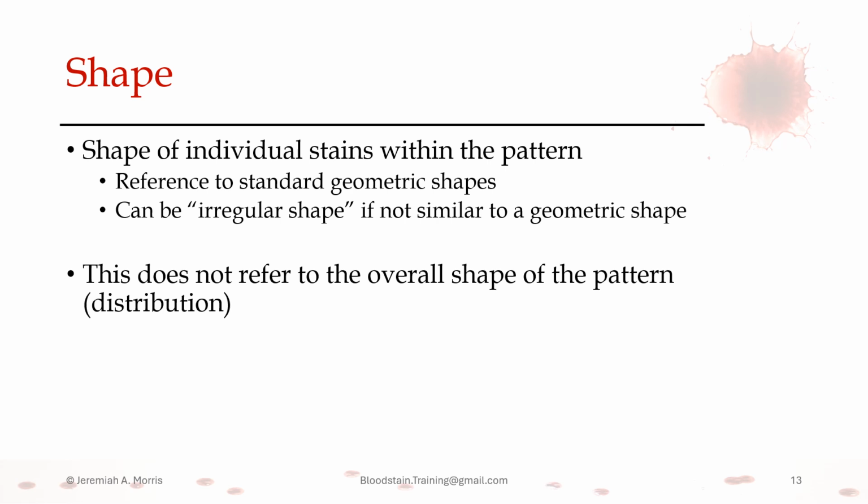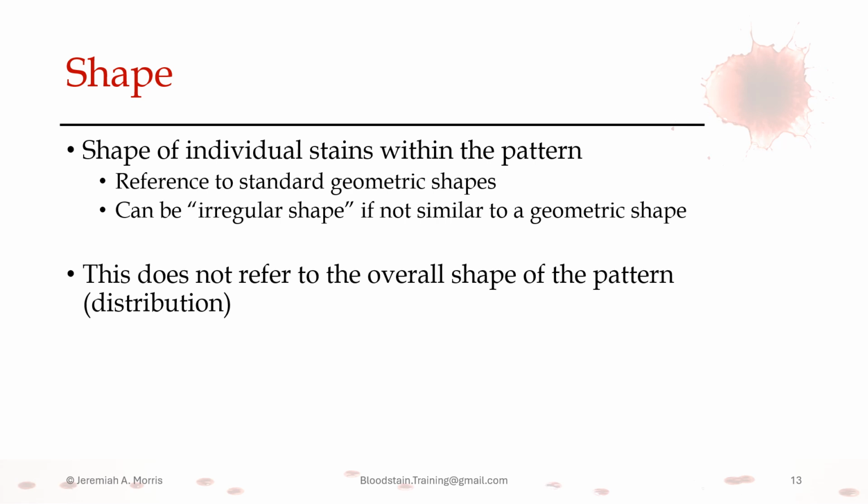So we've dealt with location, we've dealt with size, now we're going to deal with the shape. And again, this is the shape of the individual stains within that pattern. There's two different ways of describing the shapes. You can have a reference to the standard geometric shapes. We can deal with circular, elliptical, rectangular, or oval shapes. Or it can be an irregular shape if it's not similar to a geometric shape.